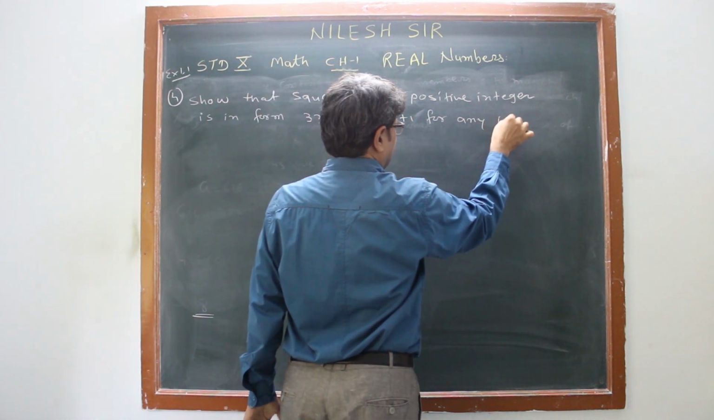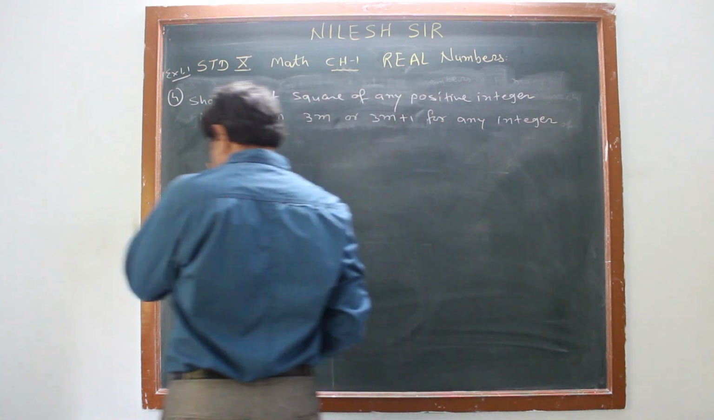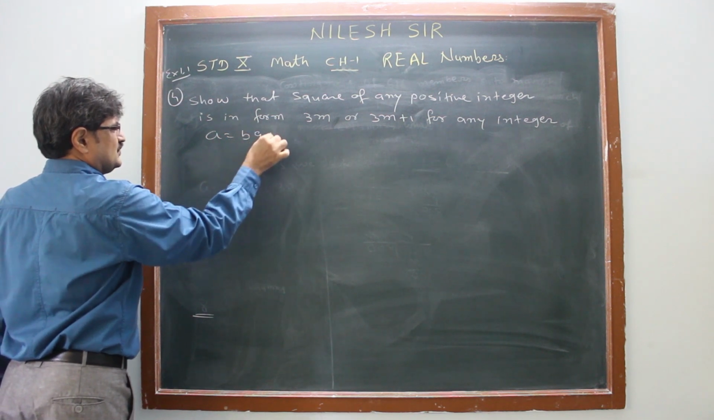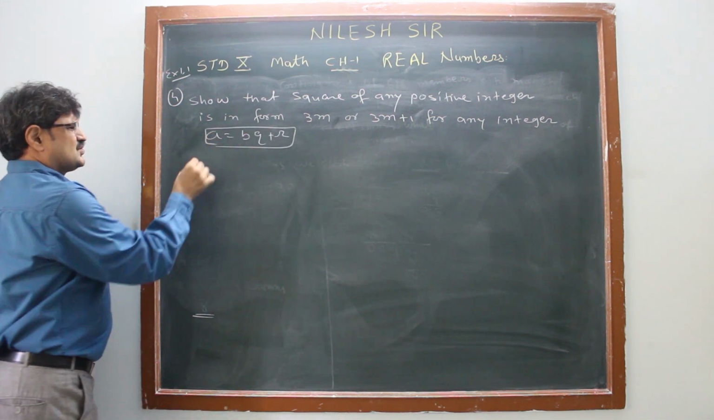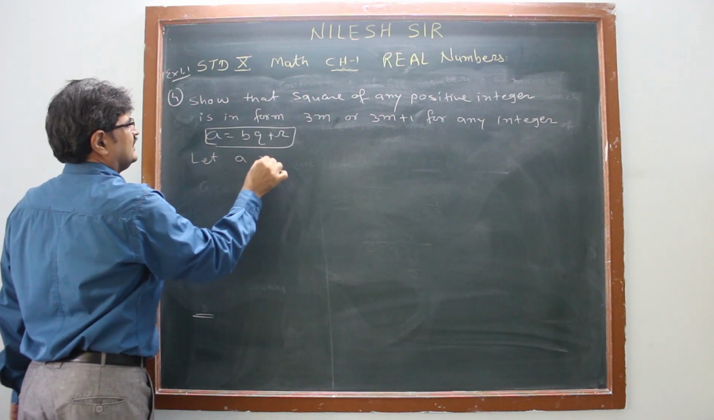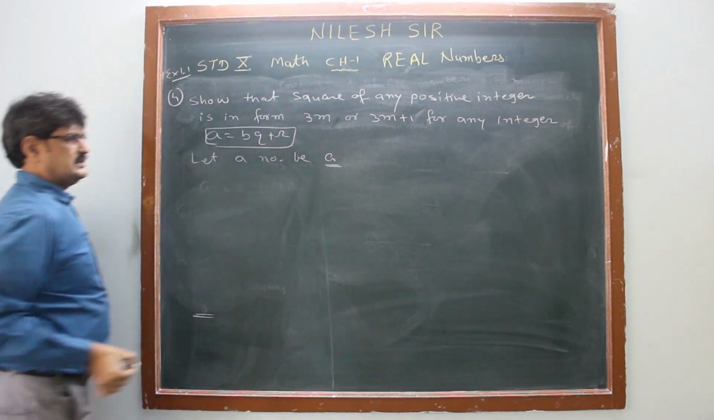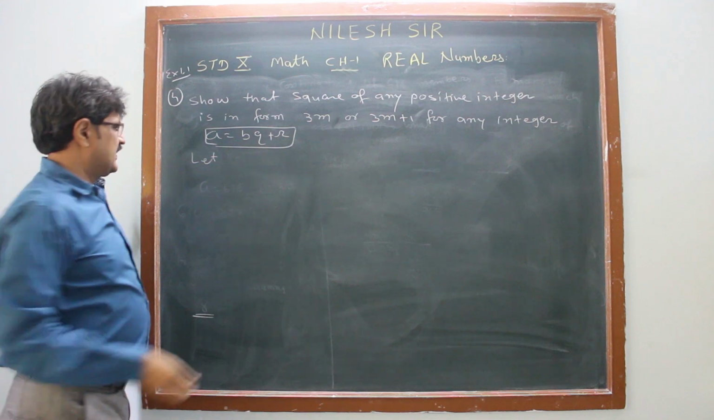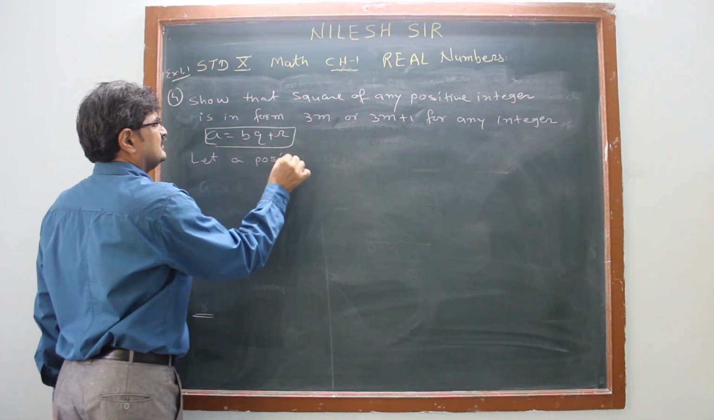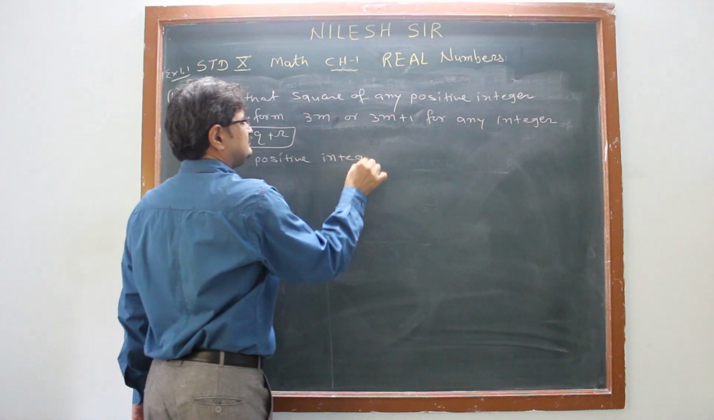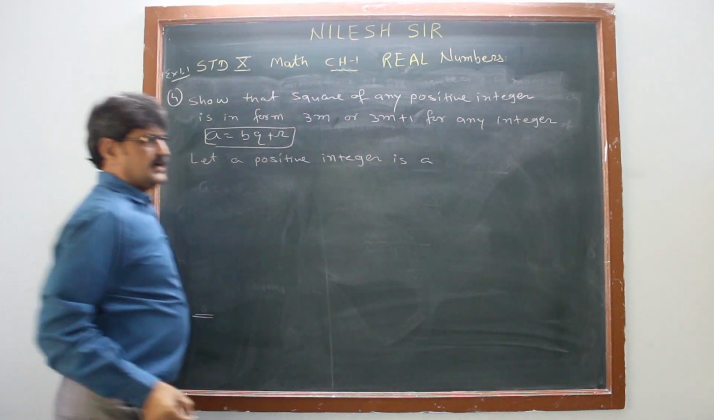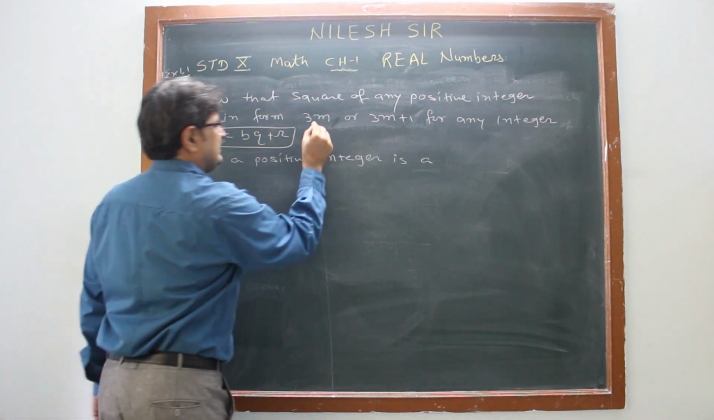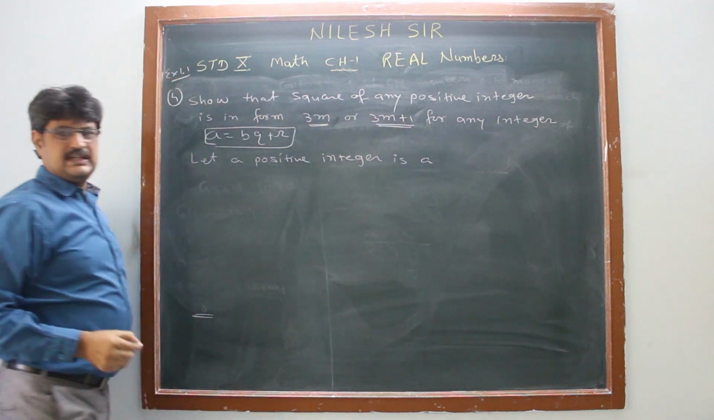for any integer. Again, we have to use Euclid's division lemma, which says a is equal to bq plus r. So I will assume that a positive integer is a. Again, you should remember how to write the value of b. You should remember that we want the answer in the form 3m or 3m plus 1.